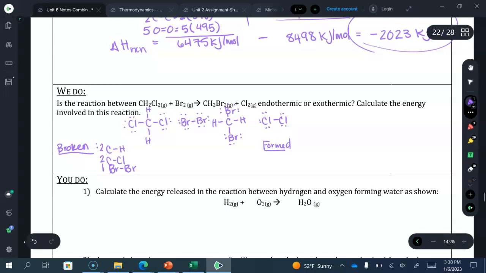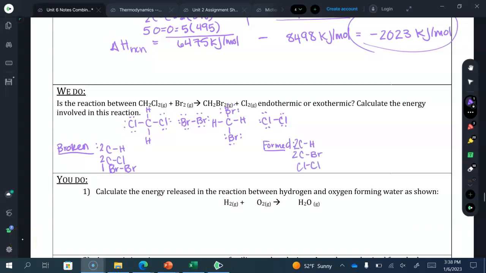So next you want to do the bonds formed. Identify which bonds are being formed and check back in. Pause the video and do that now. Okay, so from this you should see that you form 2 CH bonds, 2 CBr bonds, and 2 Cl to Cl bonds. So now your next step is to determine the amount of energy associated with that.